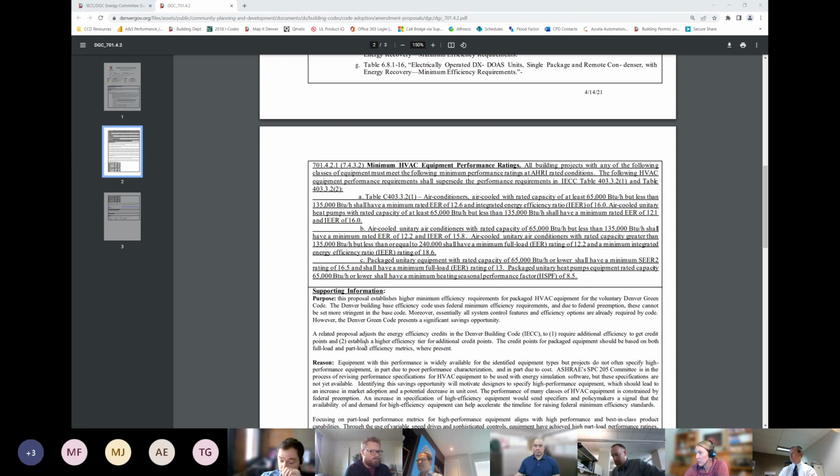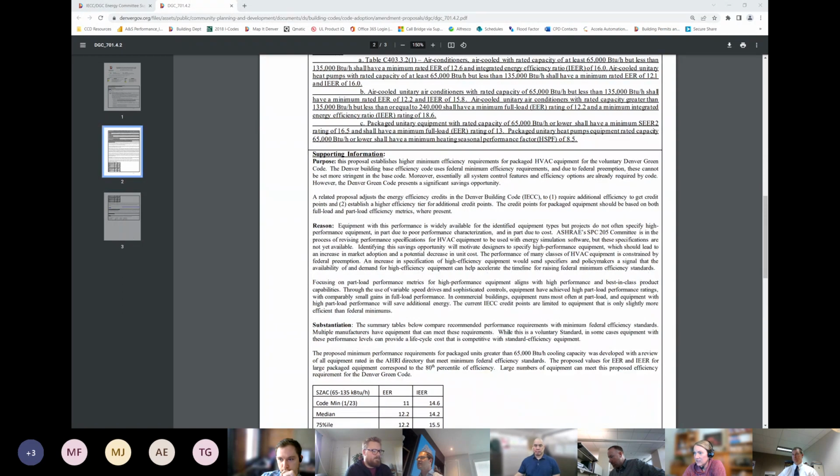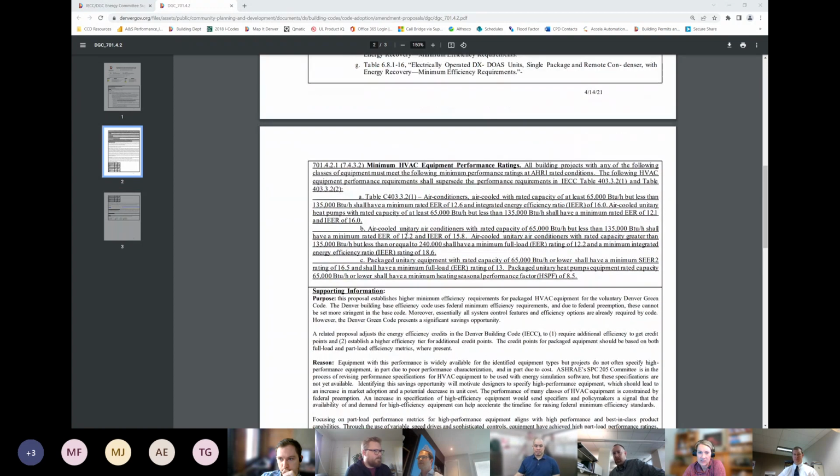So in your point, the IECC table, let's see, 403.3.21. So we're really only trying to hit that table? That's right. Let me bring that up so I can confirm that on my side. Because that table does also get into some water cooled equipment, but I think you're really just referring to air cooled in all these sections, right?